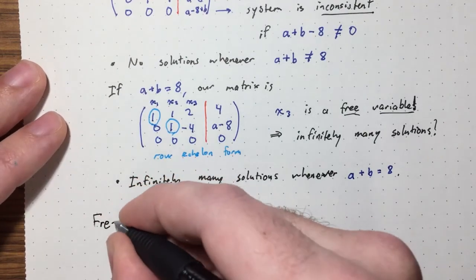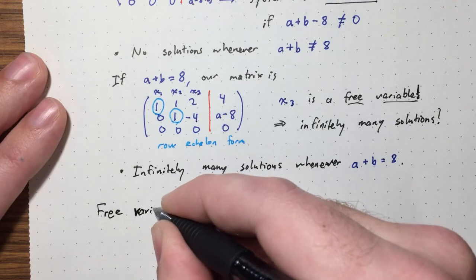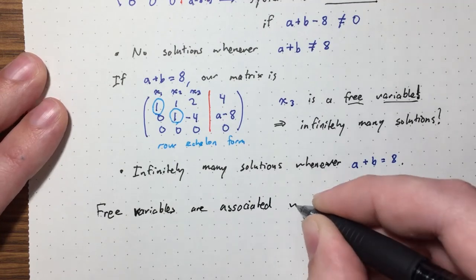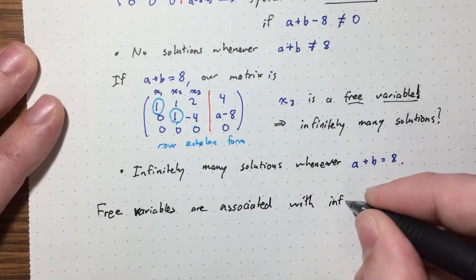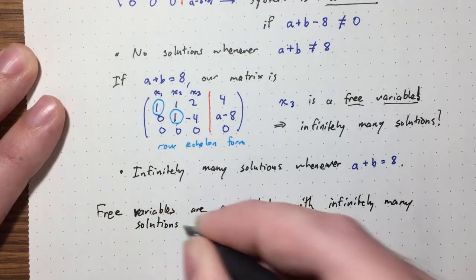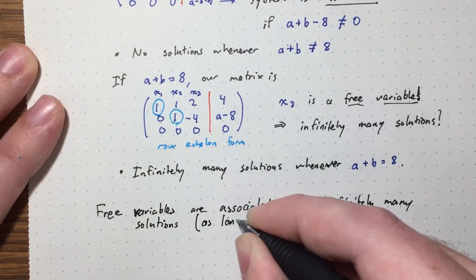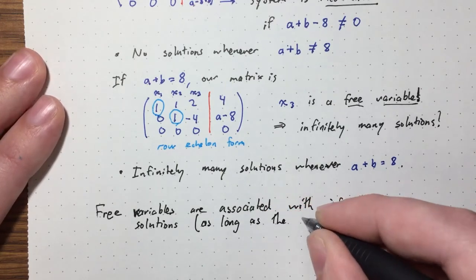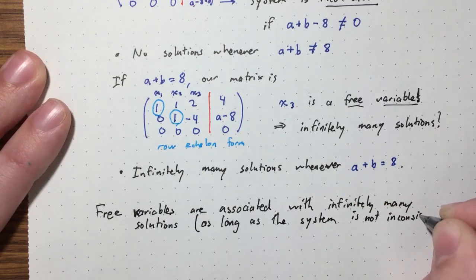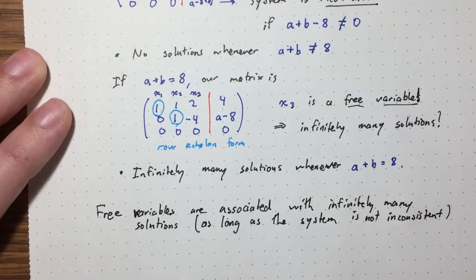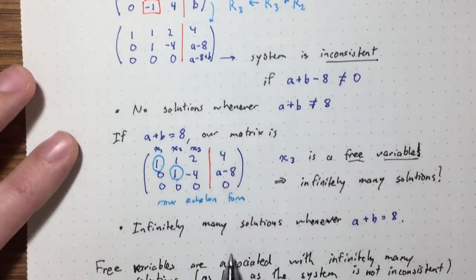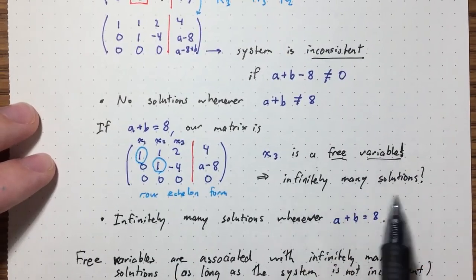Let me write that down. That'll be the last point I'll make today. So free variables are associated with infinitely many solutions. This is how you can tell if you have infinitely many solutions, as long as the system is not inconsistent. It's just sort of a double negative here, but as long as the system is not inconsistent, then whenever we have free variables, we can freely choose them, so we get infinitely many solutions.